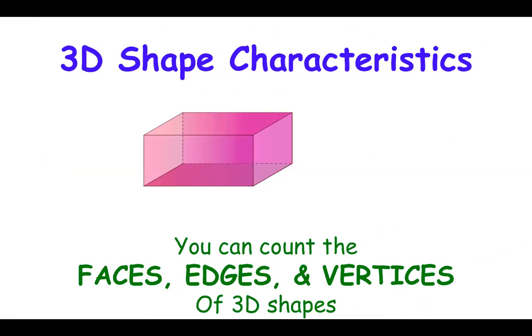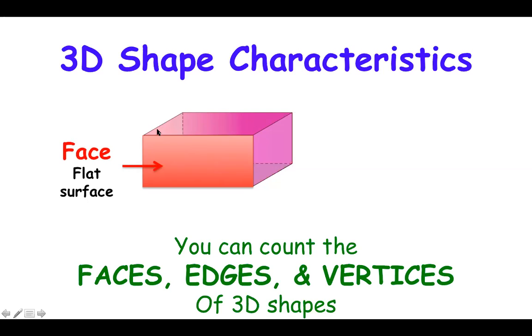3D shapes have characteristics. You can count the faces, edges, and vertices of 3D shapes. The first characteristic is this. This is a flat surface. The flat surface of a 3D shape is called a face. Many 3D shapes have lots of flat surfaces, but some 3D shapes don't have any flat surfaces. So it's really important that you hold and feel the shape to see if it's a face or not. If it's curved, it's not a face. It has to be a flat surface in order to be a face.